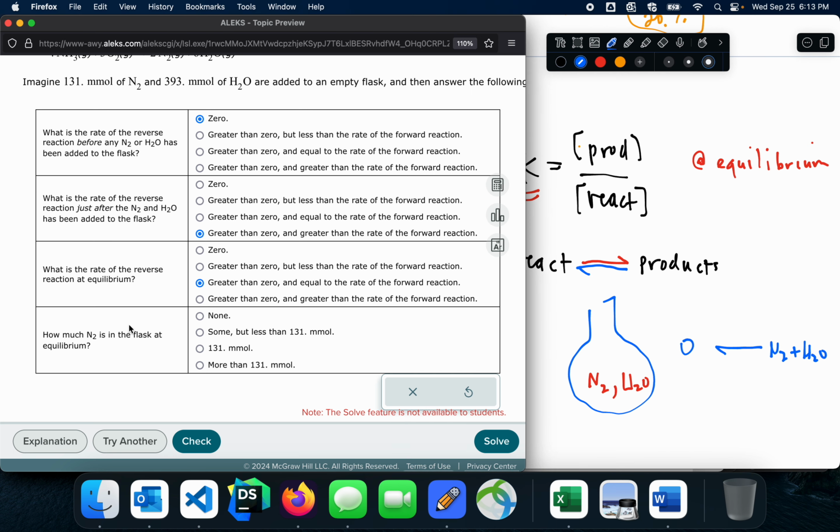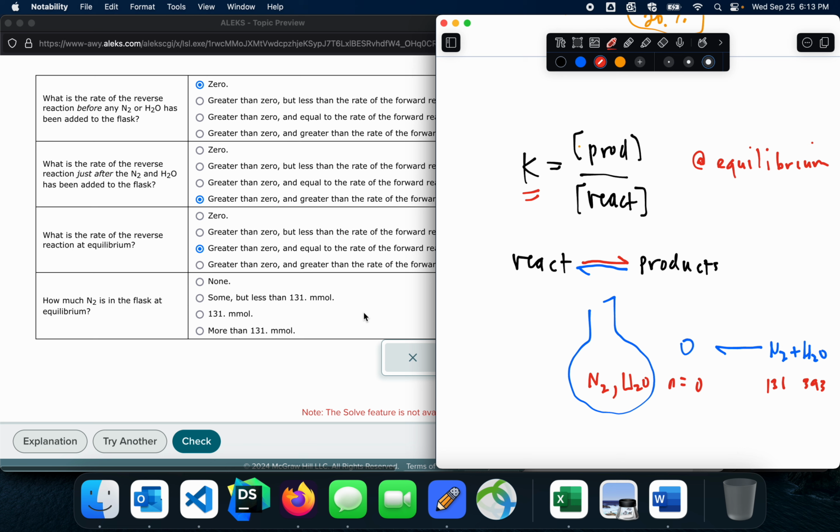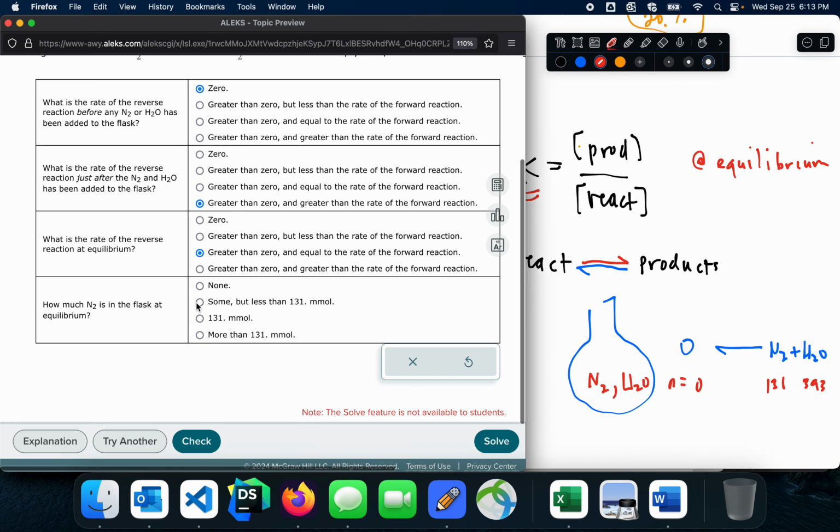How much N2 is in the flask at equilibrium? Well, if we start out with 131 moles, then some of it is going to go to the reactants, but not all of it, because we're going to have some of both at equilibrium. So how much is going to be there? Some, but less than 131 millimoles. All right, so that's the reasoning for that.